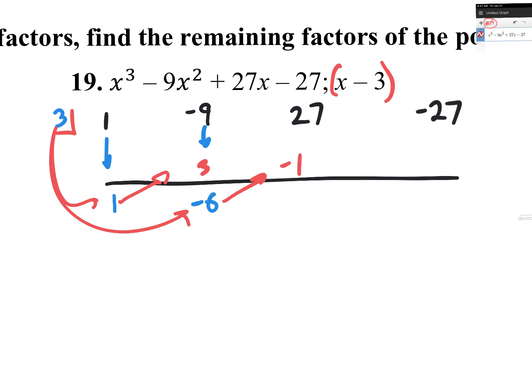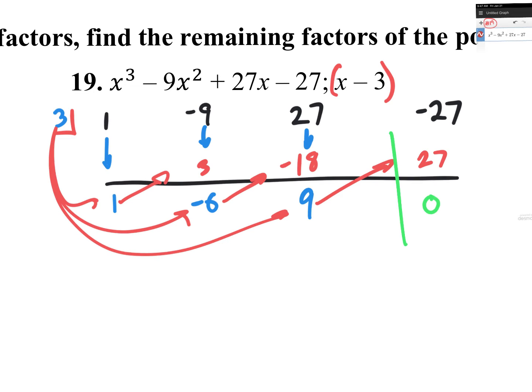3 times negative 6 is negative 18. As I go down, I combine. 27 and negative 18 is 9. As I go up, I multiply. 3 times 9 is 27. And of course, my remainder is 0 because I'm dividing by a factor.